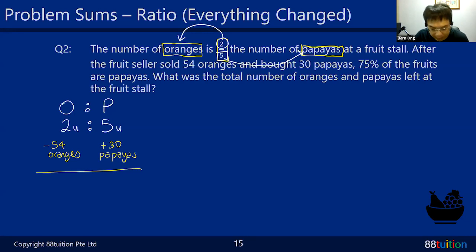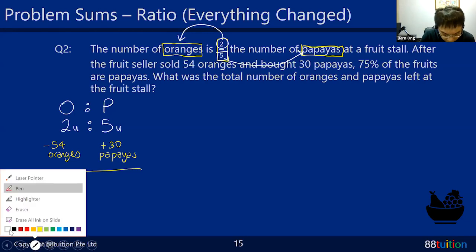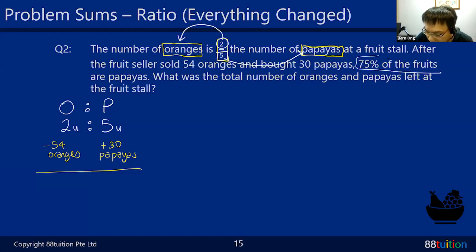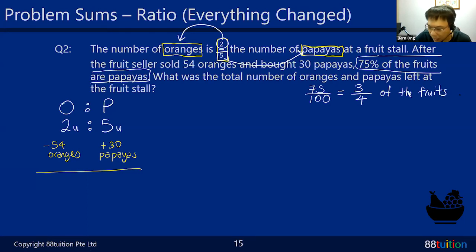And what did the question say? Very important here. 75% of the fruits are papaya. Be careful. So 75% can be written as what? 75 over 100. Remember the percentage, go backwards means divide by 100. So 75 over 100, very familiar, isn't it? 3/4? Just now we practiced, right? Yes. So 3/4 of the fruits are papaya.